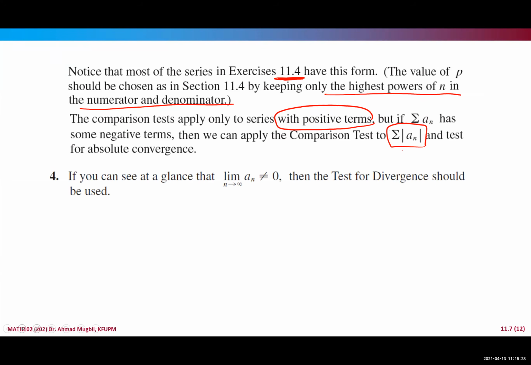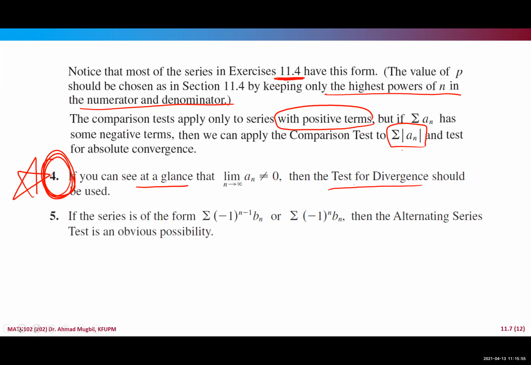Okay, this is also so important. I advise you to do this at the beginning, to be number one. If you can see at a glance, which here means without long calculations, just easily, that the limit of the nth term is not zero, then the series is divergent by the test for divergence. But if the limit is zero, no conclusion. It might converge, it might diverge.